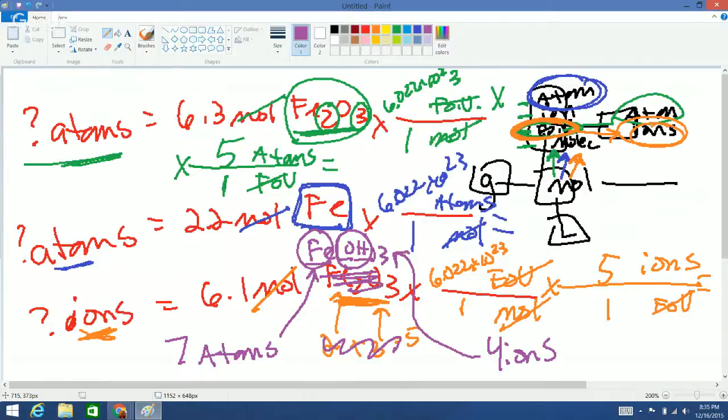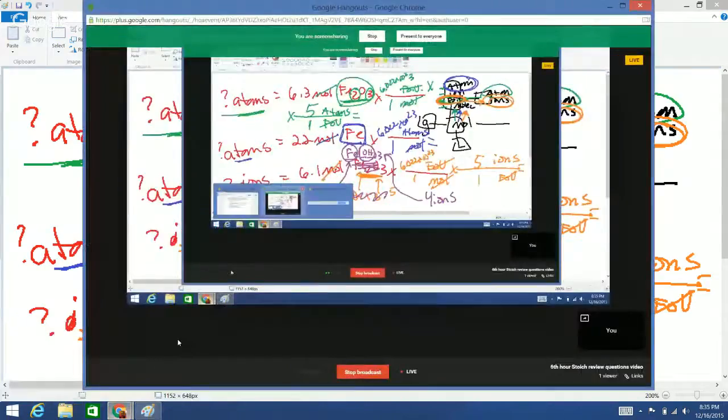Okay, number 4. Is limiting reagent the same as limiting reactant? Yes, they mean the same thing. So yes, they mean the same thing. When calculating percent yield, is the unit percent? Yes. Well, those 2 questions were pretty easy.